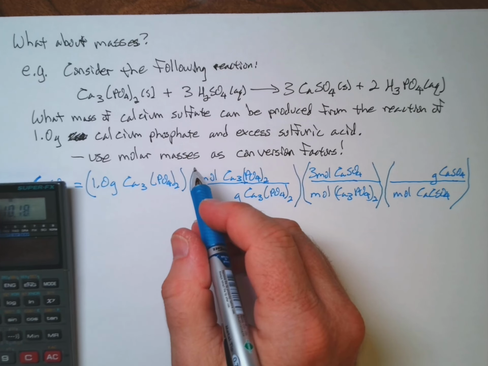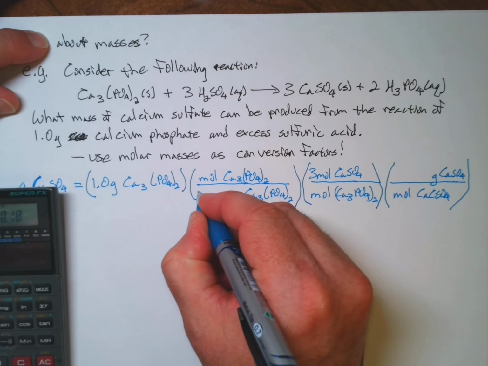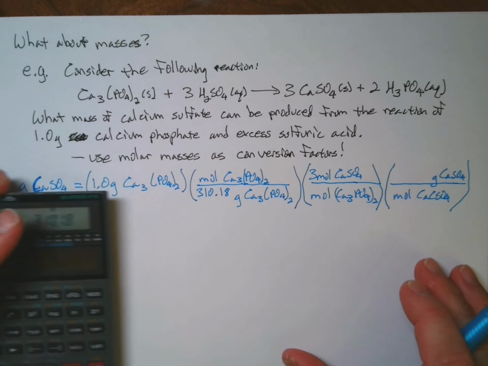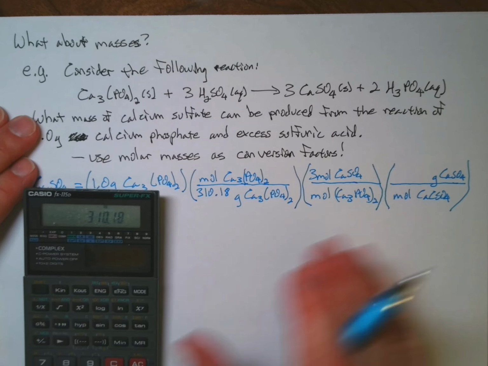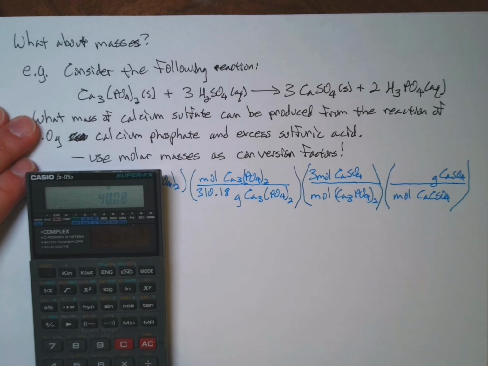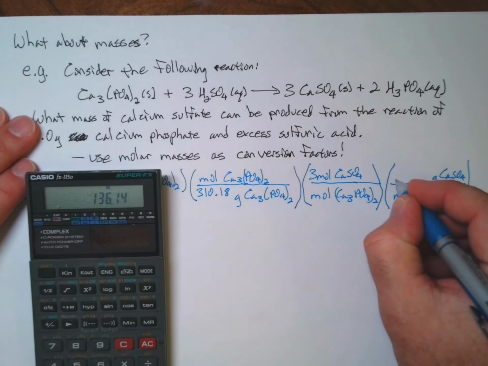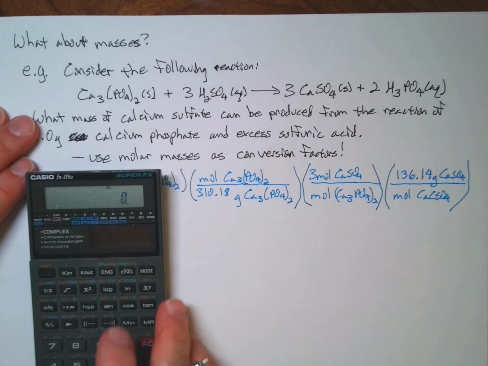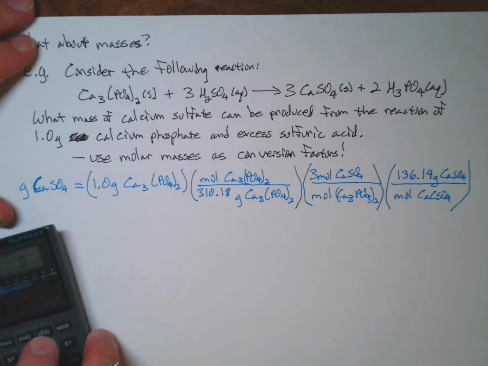equals 310.18 grams. All right, and now my grams of calcium sulfate, I have 40.08 plus, what's sulfur? 32.06, plus 4 times 16, equals 136.14. You guys can check my math. I know I'm doing this a little quickly here.